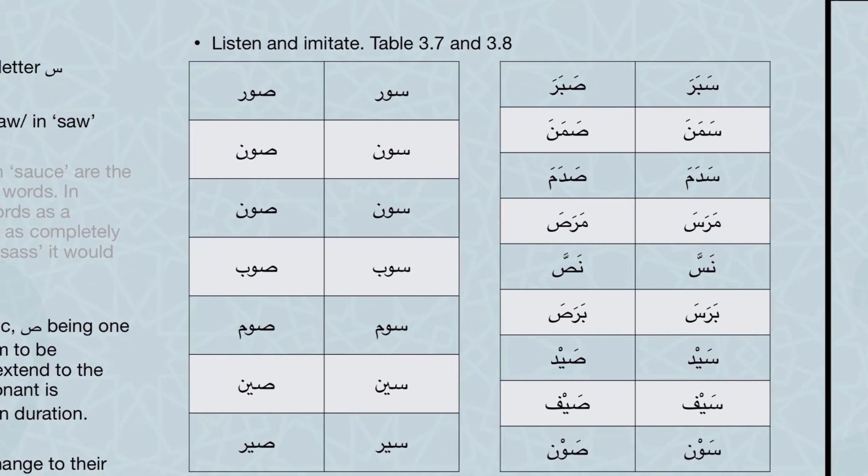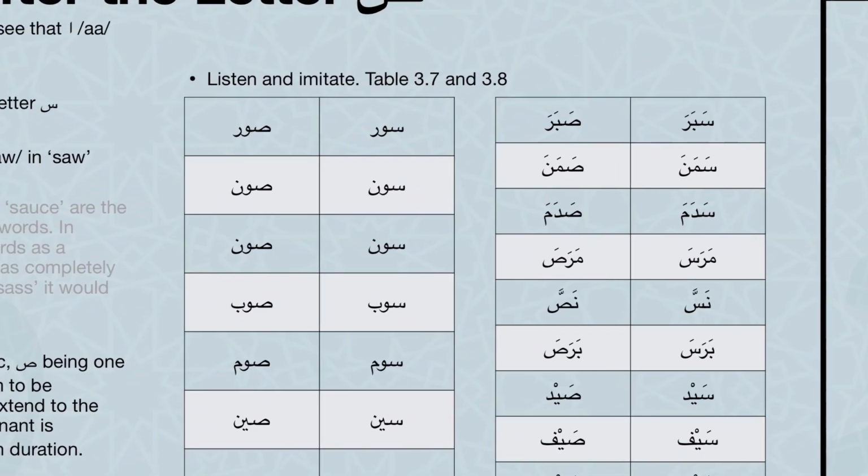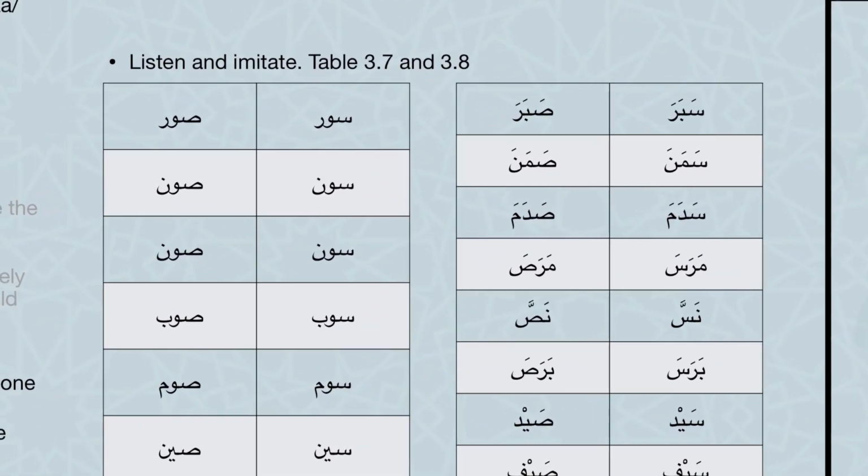Let's check with the alif, with the fatha. And you would notice a very different, contrasting change from the dhamma. Sabara, sabara, sabara, sabara. Samana, somana, somana. Samana, somana.